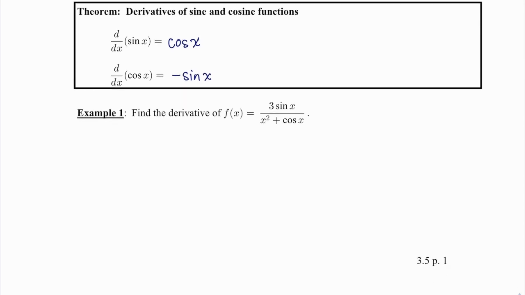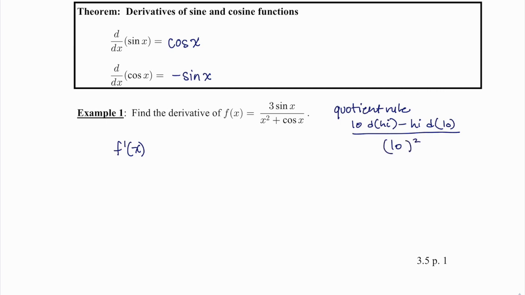Okay, so now example 1, we want to use these two that we just wrote down to figure out the derivative for a quotient that involves them. So this function is 3 sine x over x squared plus cosine x. And we can say, oh, we're going to need the quotient rule because I have a quotient. So the derivative for f, I want low d high minus high d low divided by low squared. Right, and let's just put those pieces together here.